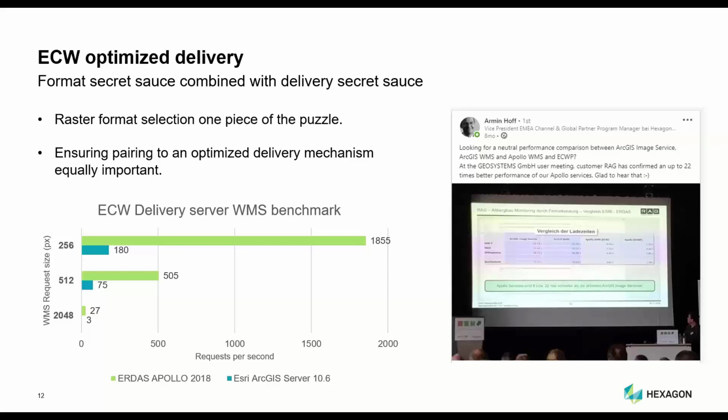The photo on the right is also from our partner Geosystems Germany's user group meeting, whose customer independently verified gains of 5 times for WMS or up to 22 times faster, taking our streaming ECWP into account. I really love seeing customers verifying these numbers.